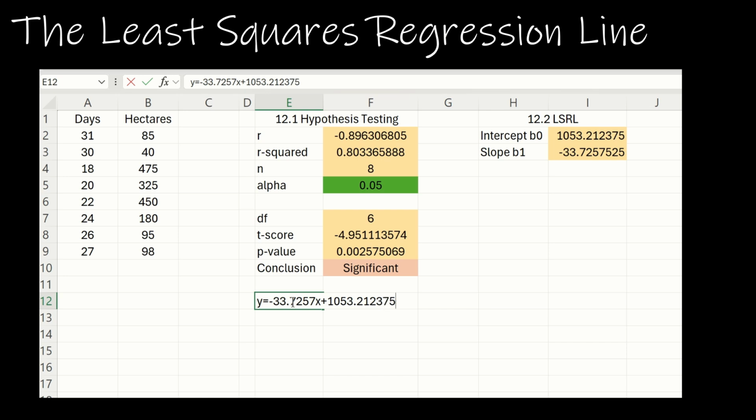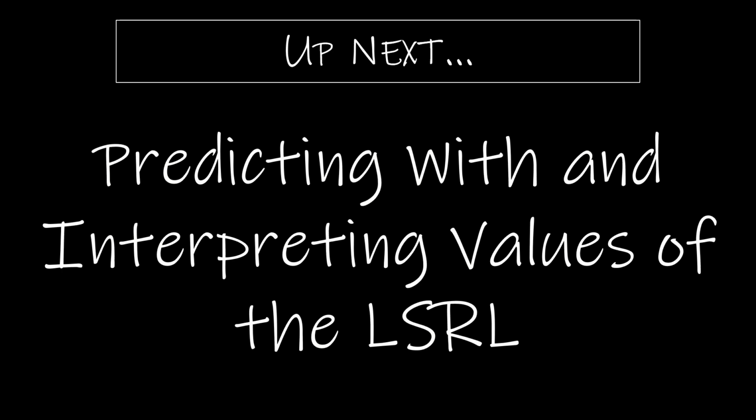In our next video, we're going to take a look at how this equation that we found using the slope, which is always multiplied by the x value, and the intercept can be used to make predictions. Up next, we want to take a look at how we can predict values using the least squares regression line and how we can interpret both the slope and the intercept.